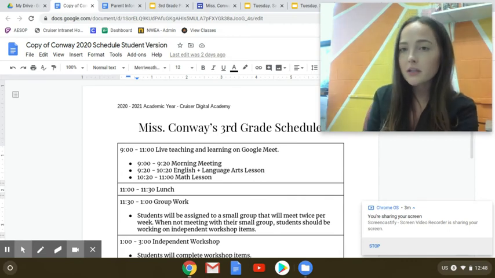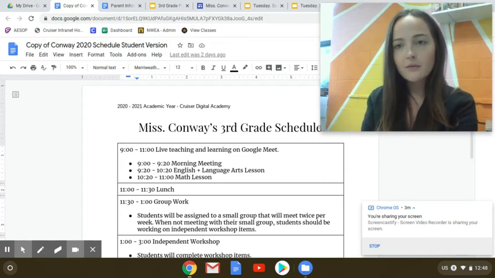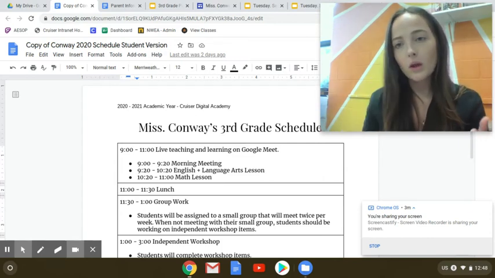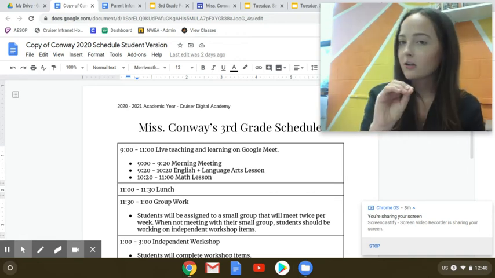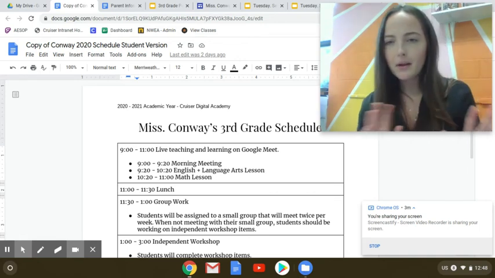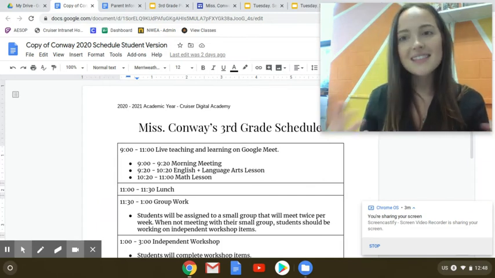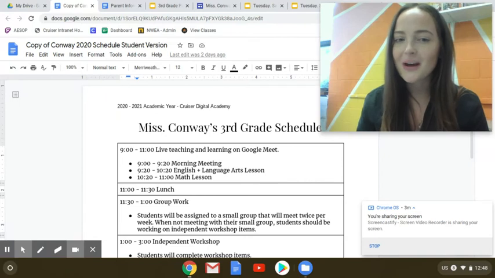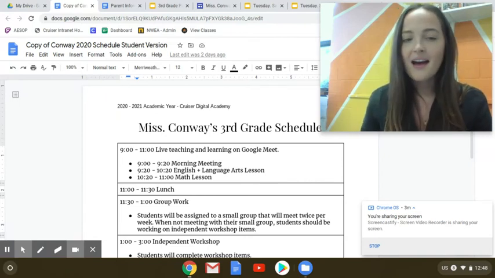So it will be really important that your child is logged on from 9 a.m. to 11 every single day for that lesson, with the exception of Wednesday, which is a teacher work day, and a children asynchronous day. So hold tight, we'll keep going into that. So from 9 to 11, that is synchronous learning. From 11 to 11:30, children will have lunch, go play, do their thing.